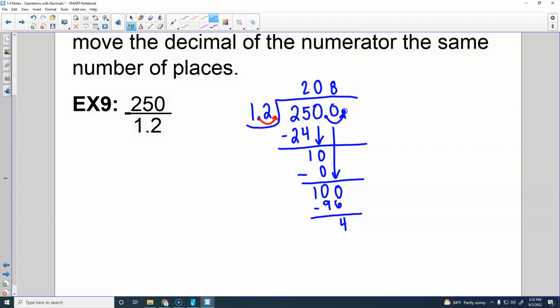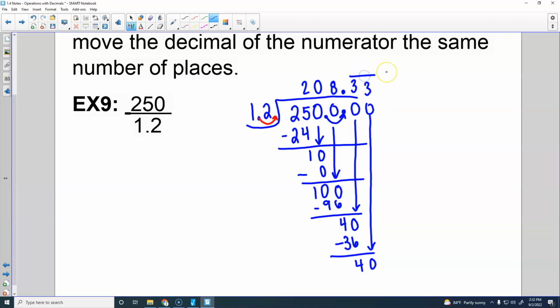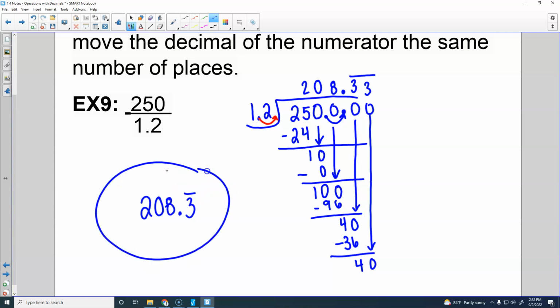Now, our decimal, we moved it to here, so we need to make sure it's in our answer. We need to add another 0, bring it down. How many times does 12 go into 40? 3. And then we'll get 36, subtract 4. Uh-oh, yeah. This is happening again, right? So I'd get another 3, and then it's just going to keep on going, so I can just put a bar over that showing that that's repeating. So I'd say 208.3, the bar over top of it.